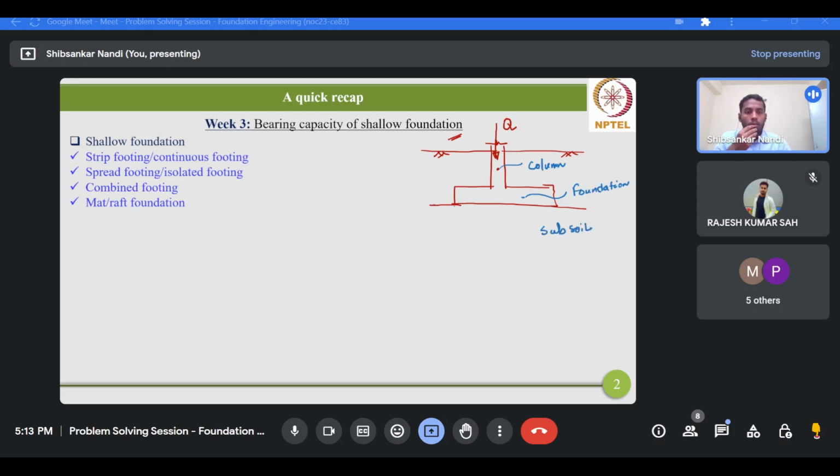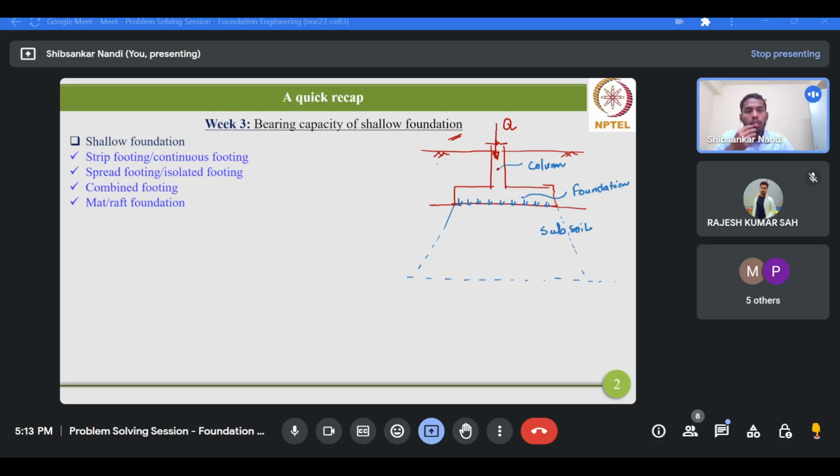Okay, so now the load which is coming from the superstructure through this foundation, it will get dispersed through this footing over a larger soil mass beneath the foundation. So this is the main functionality of this shallow foundation. It will basically aid or help in safe dispersing of the load which is coming from the superstructure.